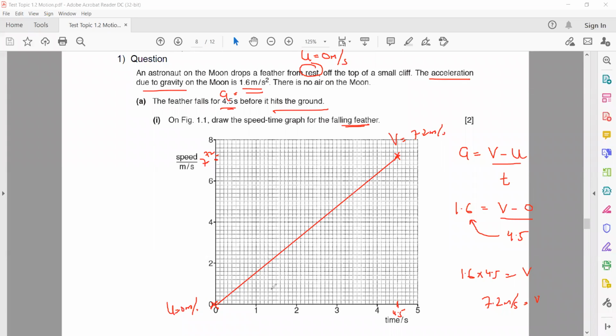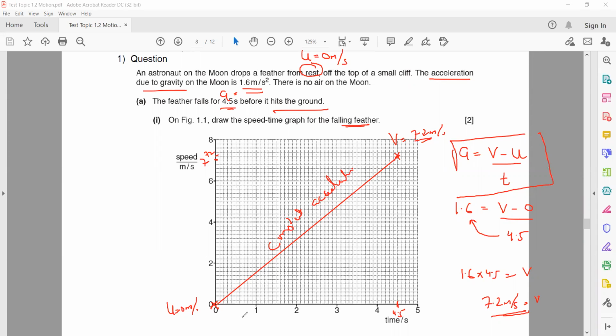Is it clear how we sketch a graph? First, we got the final speed. How did we get the final speed? Using the formula for acceleration, which is a change in velocity divided by time. So the time multiplied by acceleration gives the final speed. The final speed is 7.2 when time is 4.5 and initial is 0, and it is a constant acceleration. Whenever an object is moving at a constant acceleration, it should be a straight line.